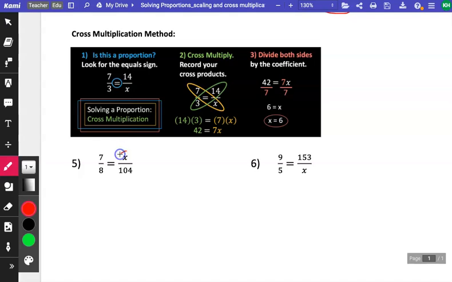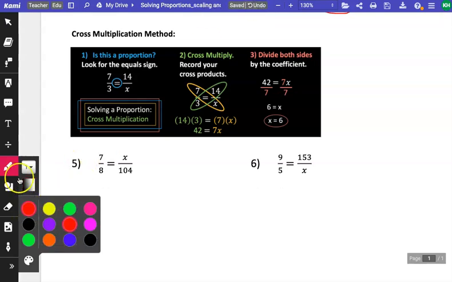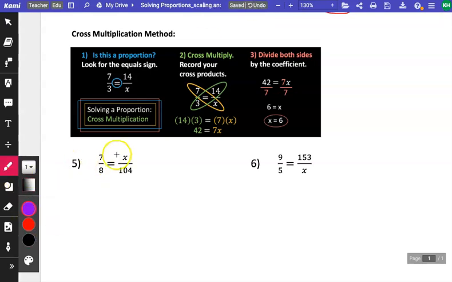So I'm going to change colors. So let me hit the undo button up here. Where is that? Oh, undo is right there. And I'm going to change colors for this cross multiplication work. So cross multiplication is going to be in purple for me.